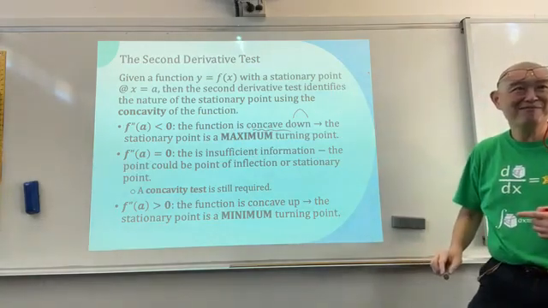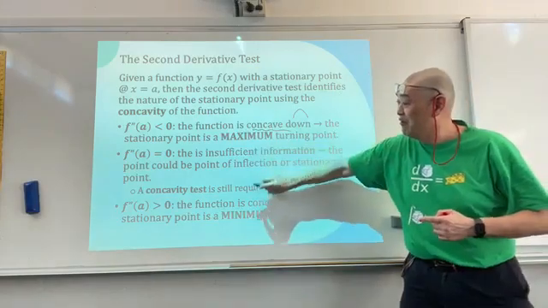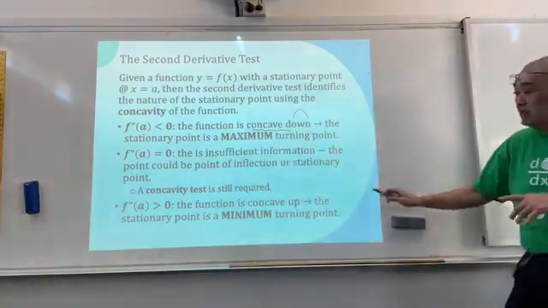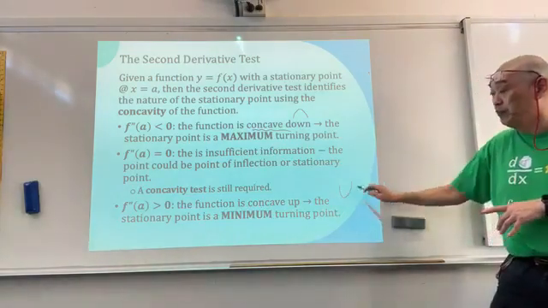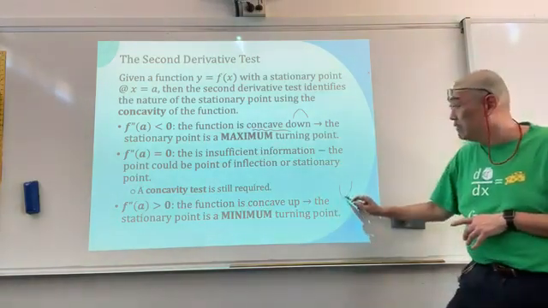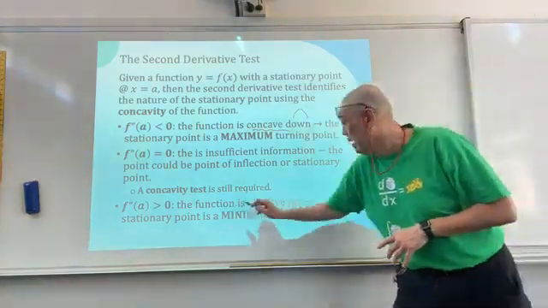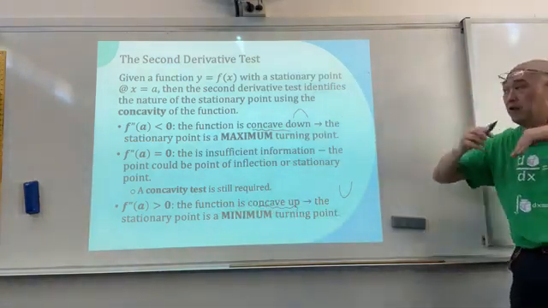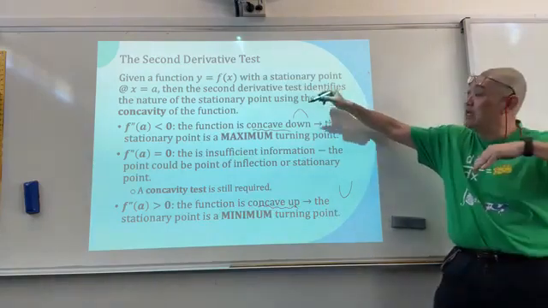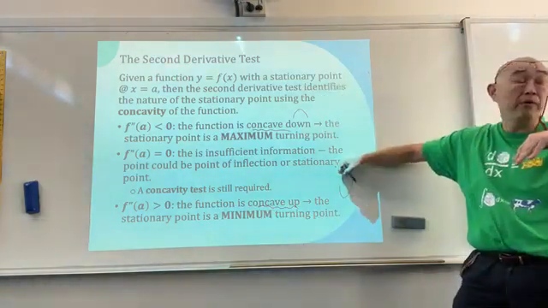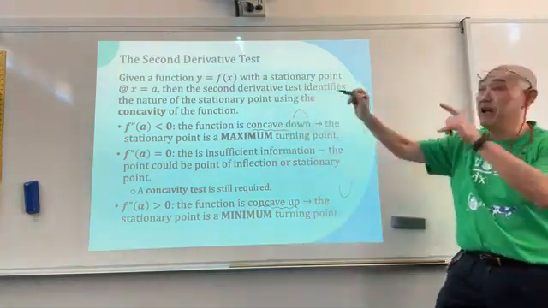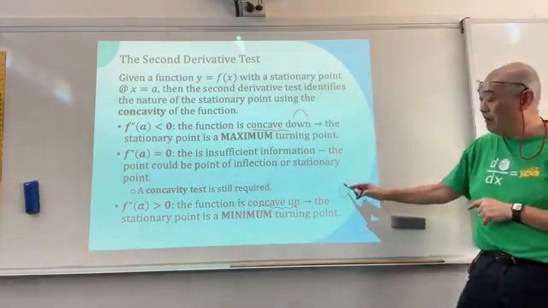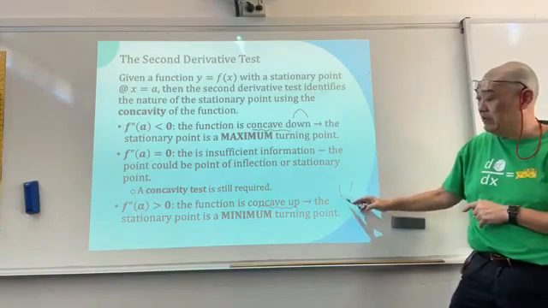Now, if it is greater than 0, the function is concave up. So therefore, that's a minimum point. Think about when it is concave up, when it is concave down. That will tell you the maximum or the minimum point. So less than 0, concave down, pointing upwards. Greater than 0, concave up, pointing downwards. So therefore, it's minimum.